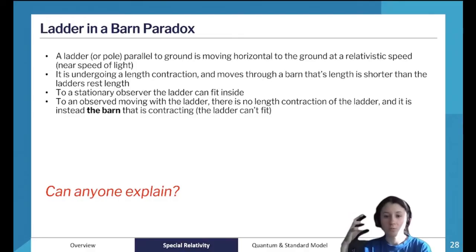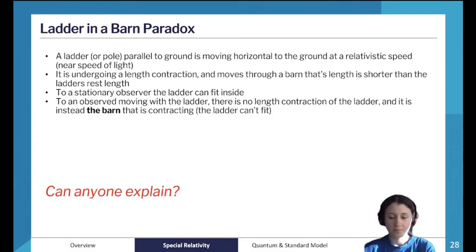So we have a runner holding the ladder or the pole horizontally to the ground. What happens next is the runner runs through a barn. Now, before this was all happening, she laid out the ladder next to the barn, and she saw that the ladder was actually longer than the barn. So the ladder is, say, twice the length of the barn.